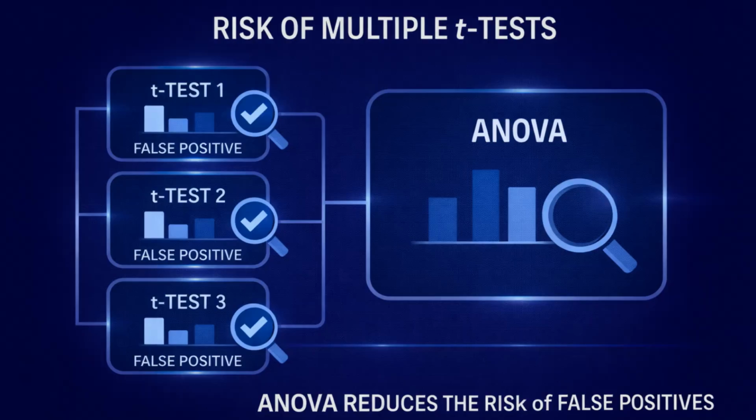One reason ANOVA matters for 3 or more groups is that running multiple t-tests increases the chance of finding a statistically significant result just by accident. Each test carries a chance of a false positive. When several t-tests are run, that risk accumulates.